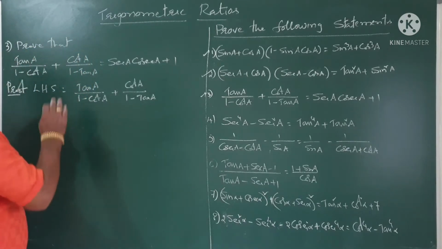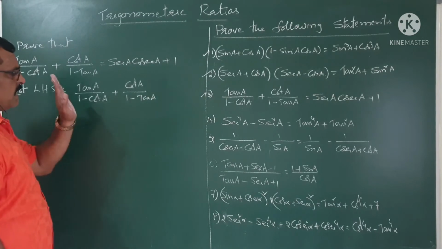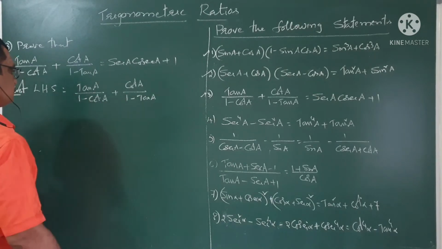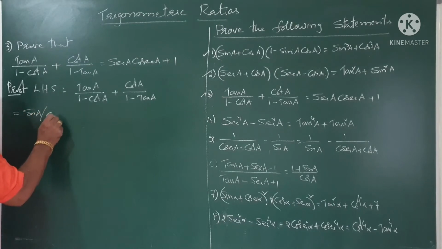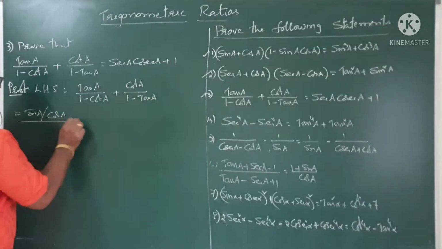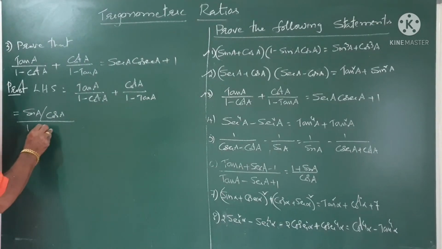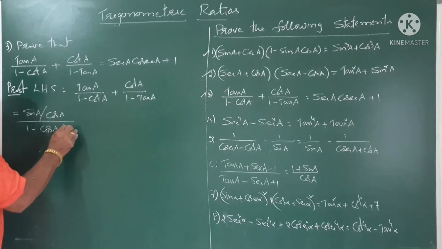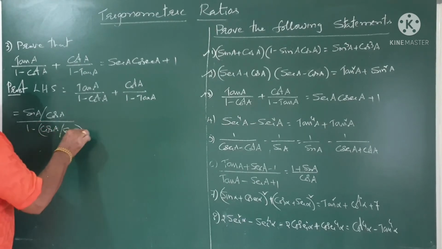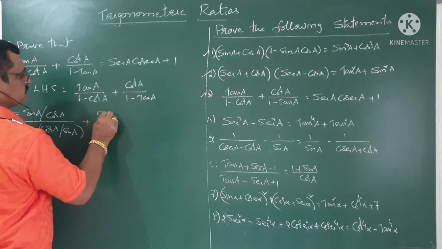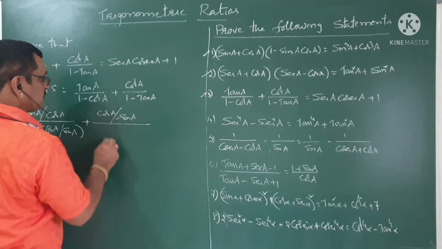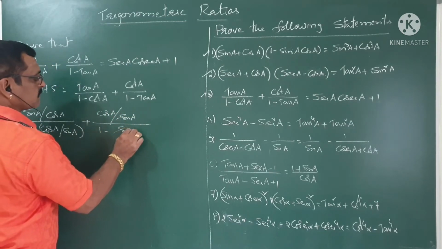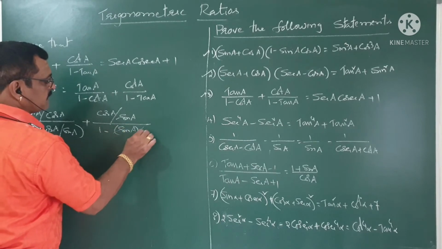Okay, take the left hand side. So first, I convert this to sin and cos. So tan A will become sin A by cos A, by 1 minus cos A by sin A, plus cos A by sin A, by 1 minus sin A by cos A.